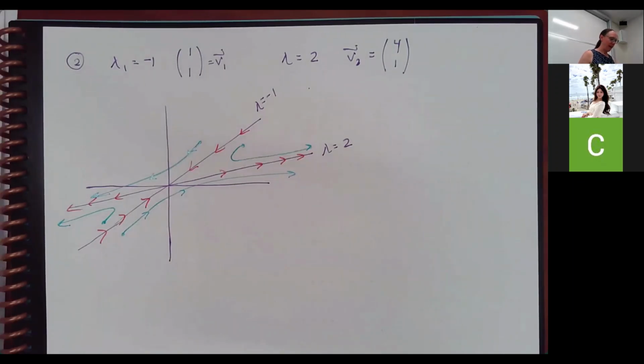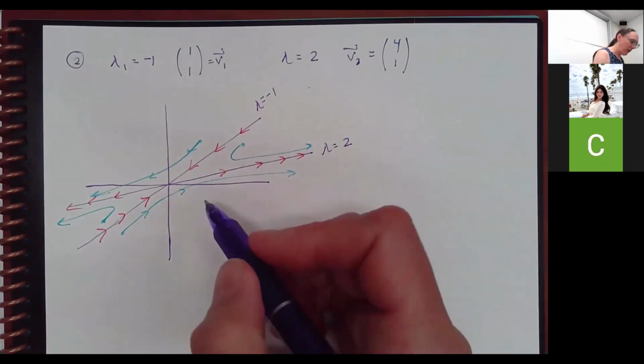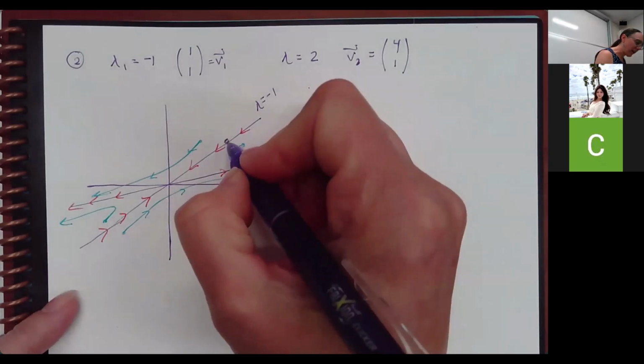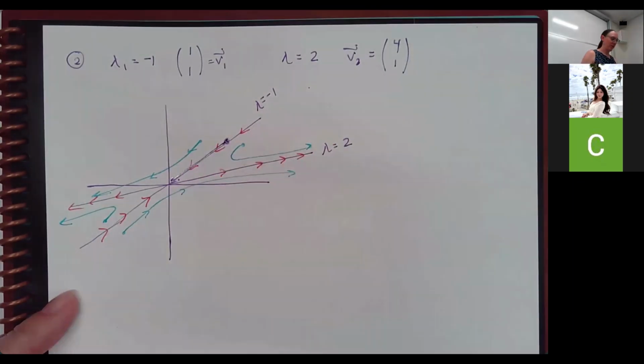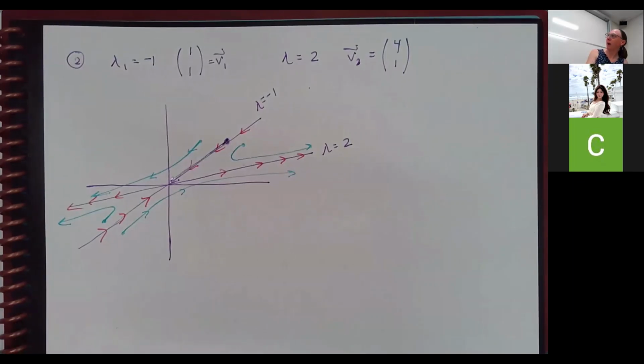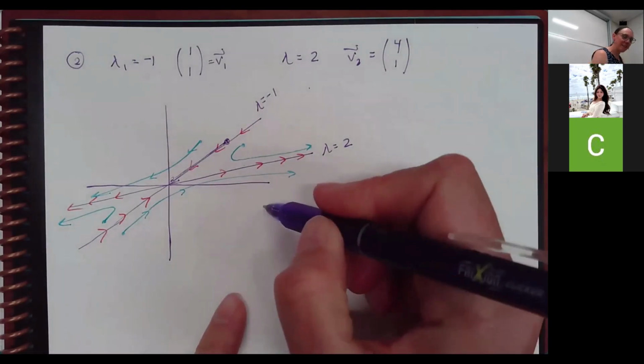So I give an initial condition of 3, 3. So 3, 3 happens to live on one of my eigenlines. So if I start right here, I'm just decaying in towards the origin. It was kind of a trick question. I mean, not really a trick question, but the fact that I'm starting on one of the eigenlines.